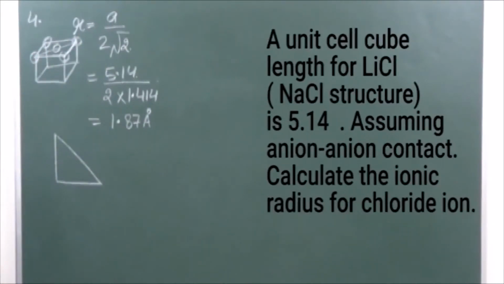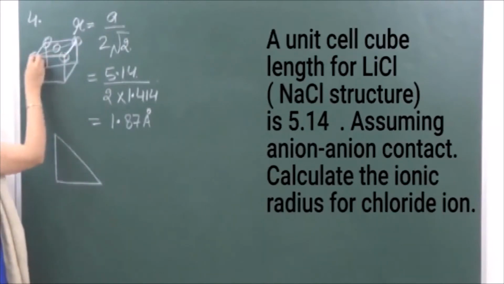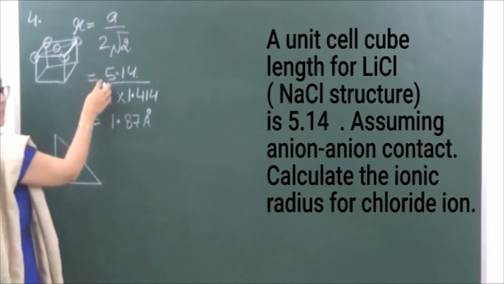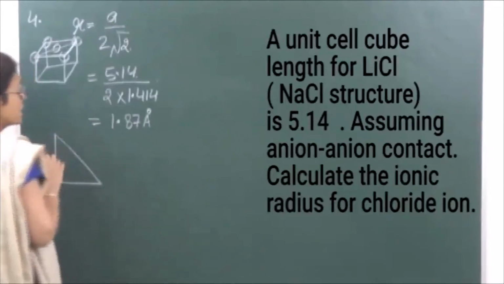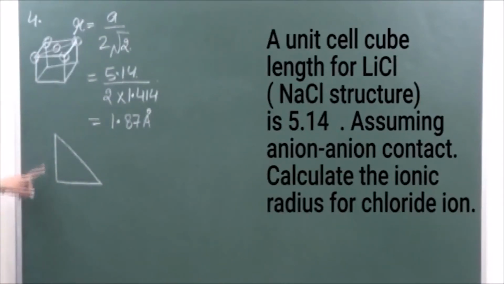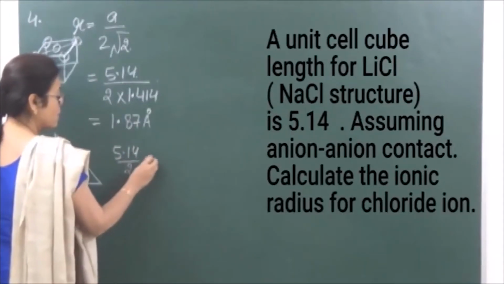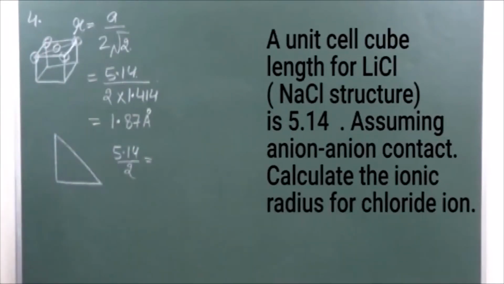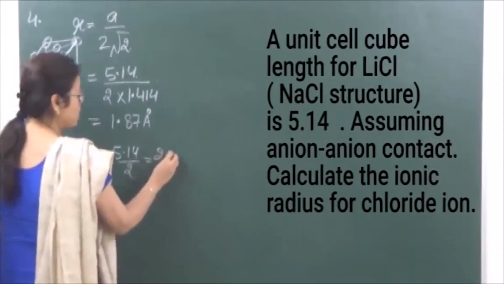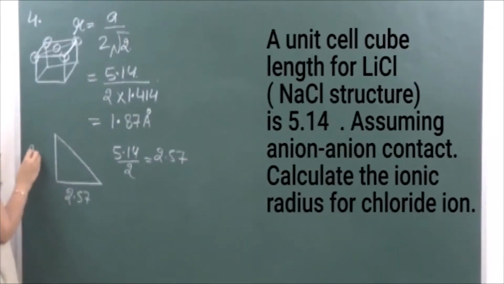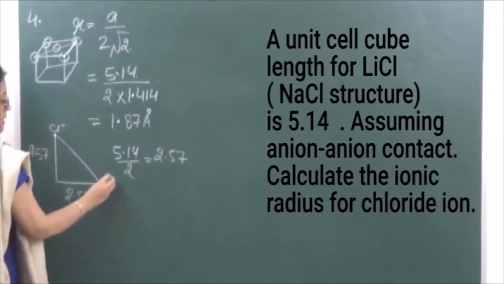Okay, so let's see what is the distance. The distance over here between lithium and lithium, that is given to us as how much? Total distance is given 5.14. So the distance between lithium and chloride ion is 5.14 divided by 2, this comes to 2.57. So this means that this is 2.57 and this is also 2.57. This is Cl negative, this is Cl negative.